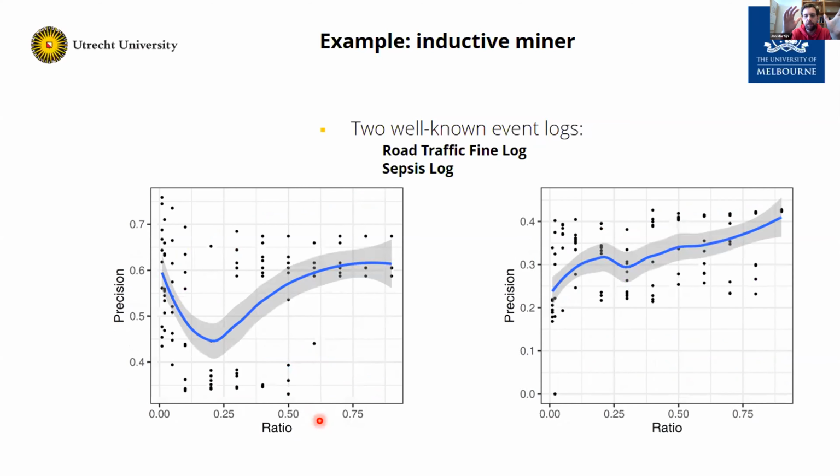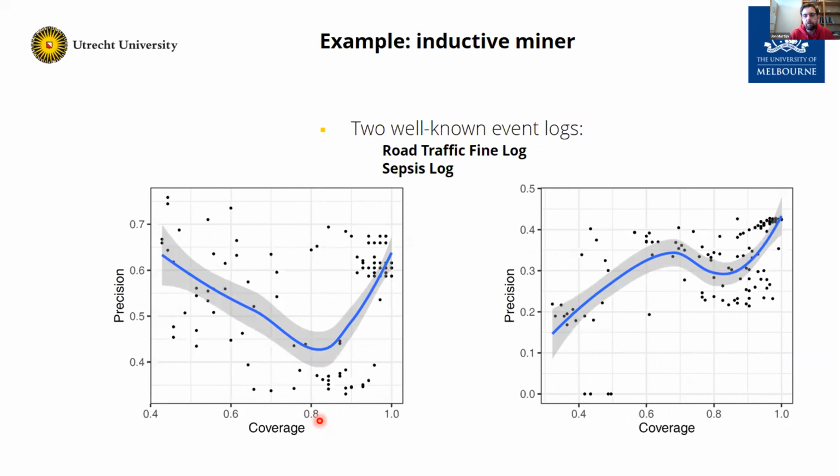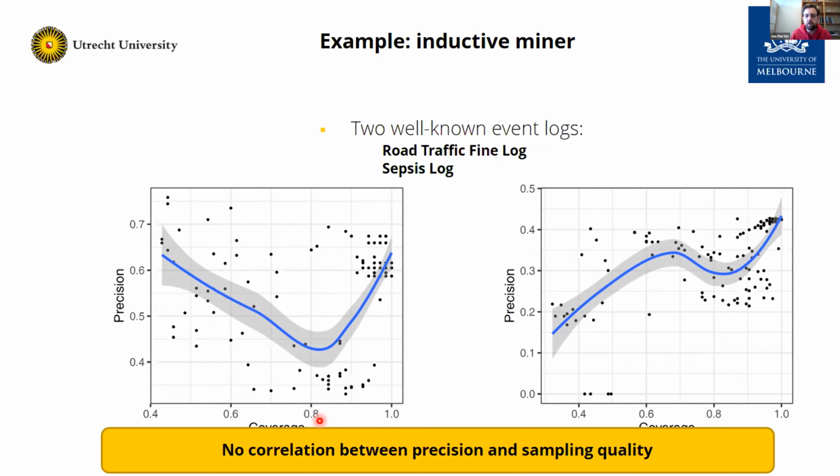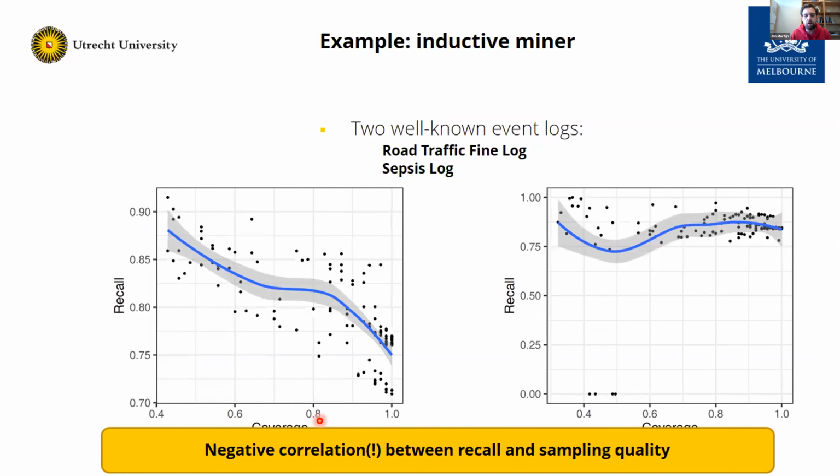However, if you start looking into precision and ratio, so what's the relation between the precision value and the sampling ratio, then we see a curve like this. There is no real correlation between precision and the ratio. Similarly, if you check precision against the error measure of coverage, and we compare all those elements, again we see that there is no correlation between precision and the sampling quality. And this is not only the case for coverage. We checked precision against all of the error measures that we proposed, and every time we found no correlation between precision and the sampling quality. That means we don't know if the input is better, whether the output is also better. We don't actually know for this algorithm. And for recall, we even found a slight negative correlation. It was small, but it was negative, meaning that if the sampling quality goes up, the recall went down.